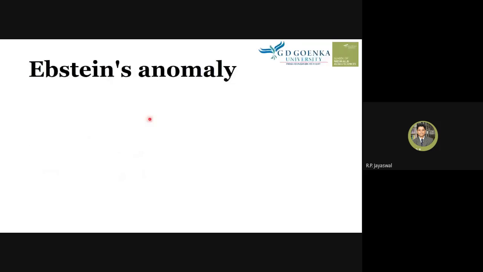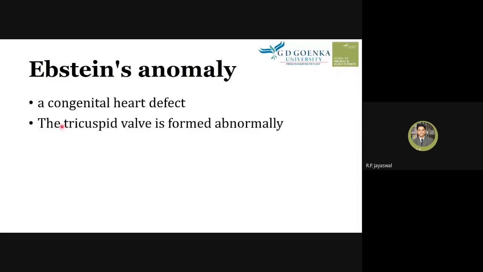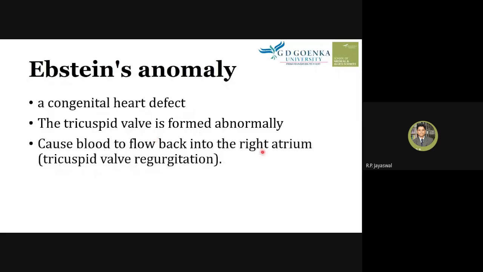Ebstein anomaly is again a congenital heart defect, and the tricuspid valve is formed abnormally. Here the tricuspid valve is formed, but abnormally, and it causes blood to flow back into the right atrium. This is a condition similar to tricuspid valve regurgitation, a congenital heart defect where, by birth, the tricuspid valve is formed abnormally.